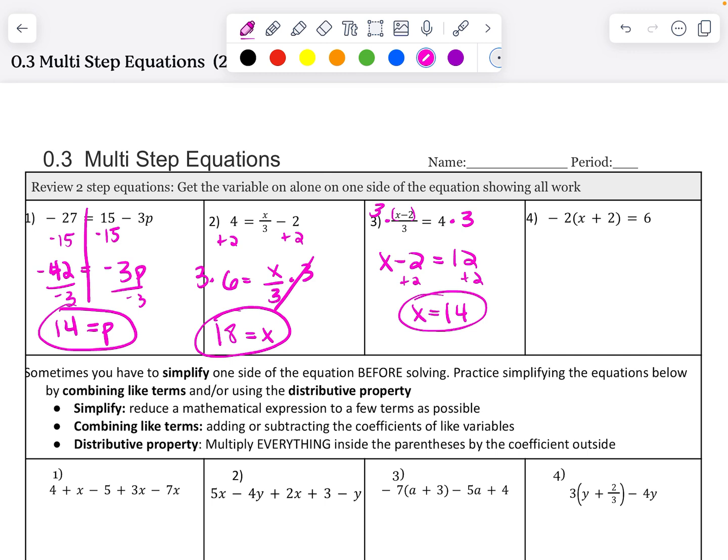And just to mix it up, I'm going to distribute this time. Negative 2, negative 2. So negative 2x minus 4 equals 6. So negative 2x plus 4 equals 10. Divide by negative 2, divide by negative 2. 1x equals negative 5. Hopefully they came back easy. Hopefully we all remember it.